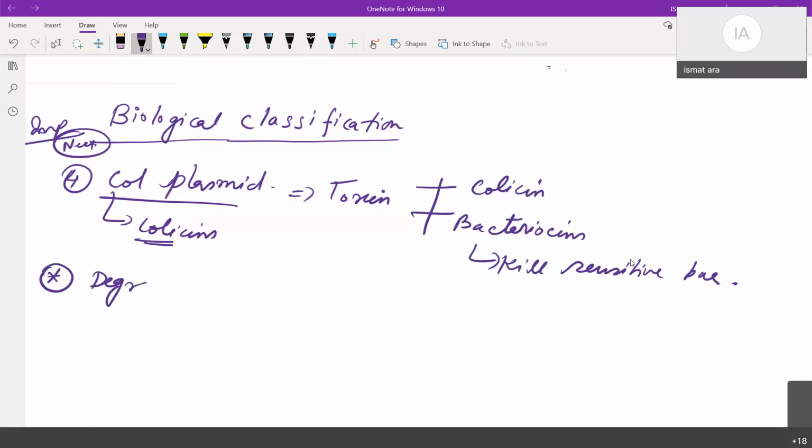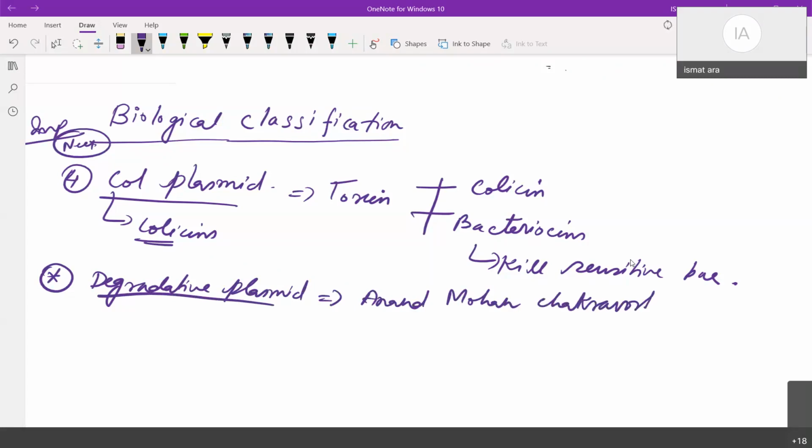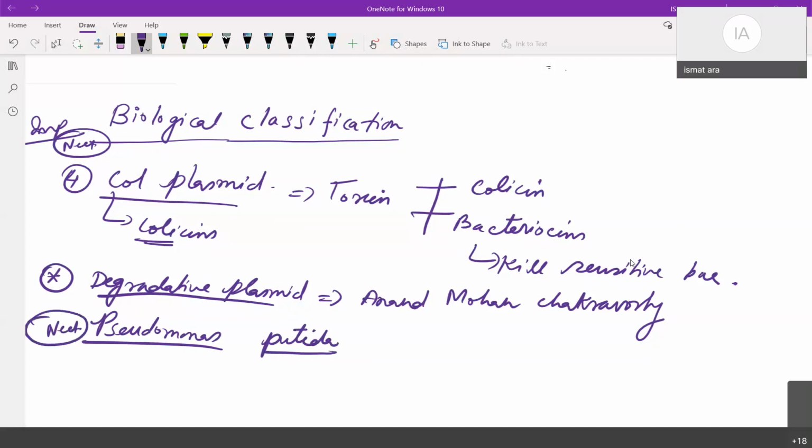And one special type of plasmid, students, is called degradative plasmid. What are these degradative plasmids? It was discovered by Dr. Anand Mohan Chakrabarty. From one bacteria it is isolated. The name of the bacteria is Pseudomonas putida. This name is very important, students. From this name, you will get the question in your NEET.